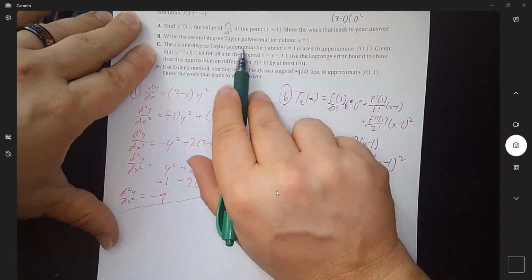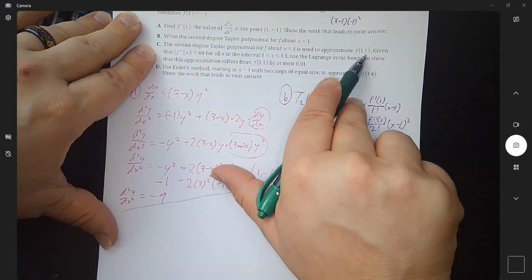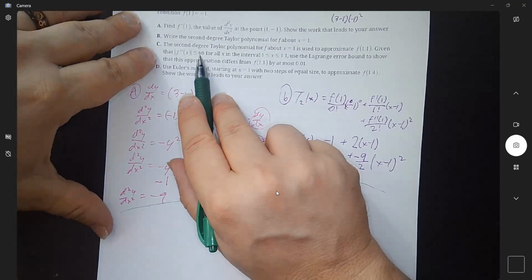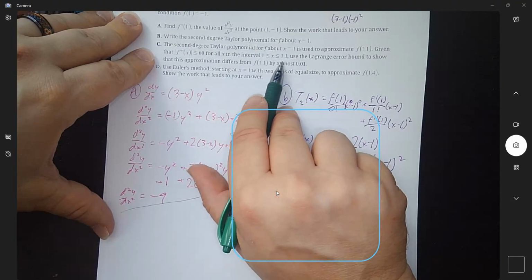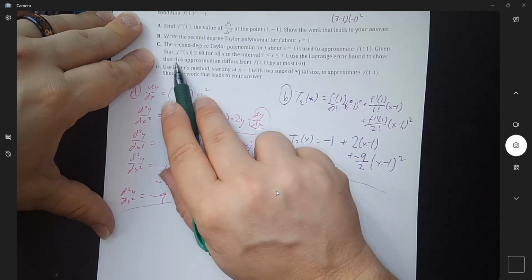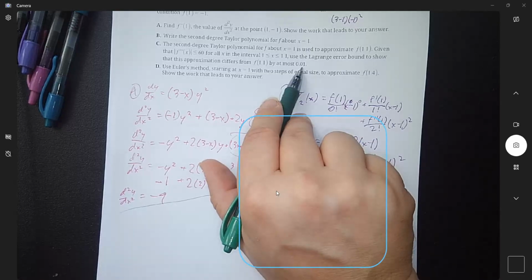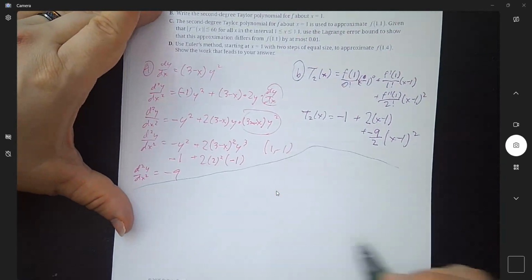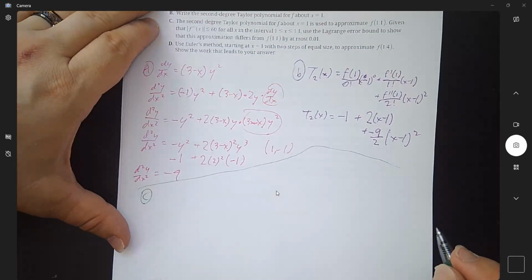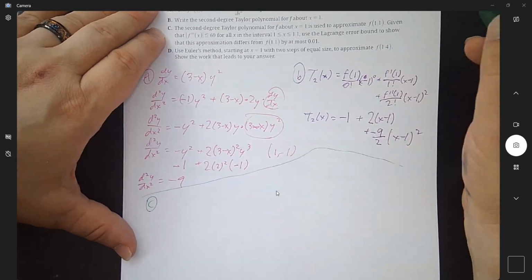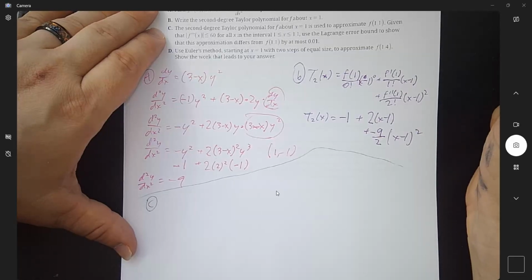The second-degree Taylor polynomial of f about x is used to approximate f at 1.1. Given that f triple prime is less than 60 for all x in this interval, use the Lagrange error bound to show that this approximation differs from that by at most 0.01. I can't remember how to do Lagrange error bound, so I'm probably going to get this wrong. I probably should have studied that before I started this video. I didn't look at these in advance, and I just can't remember how to do Lagrange error bounds.